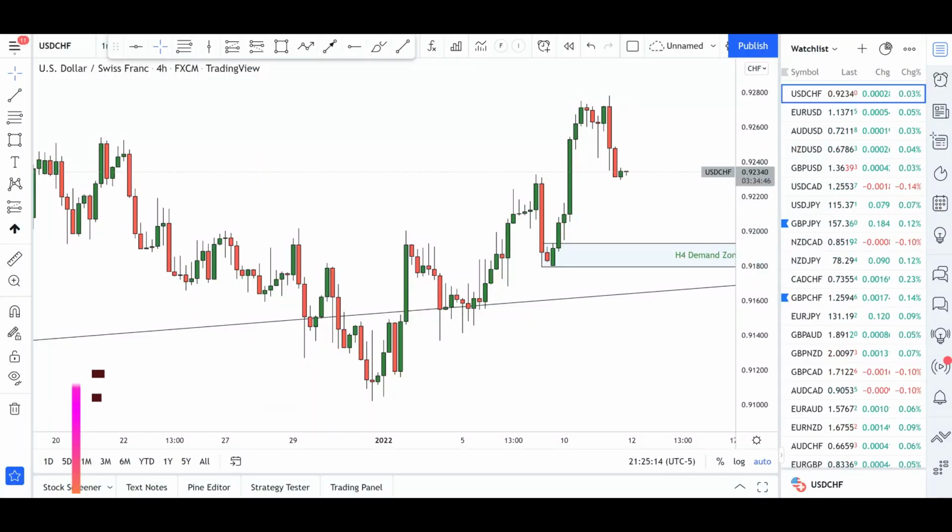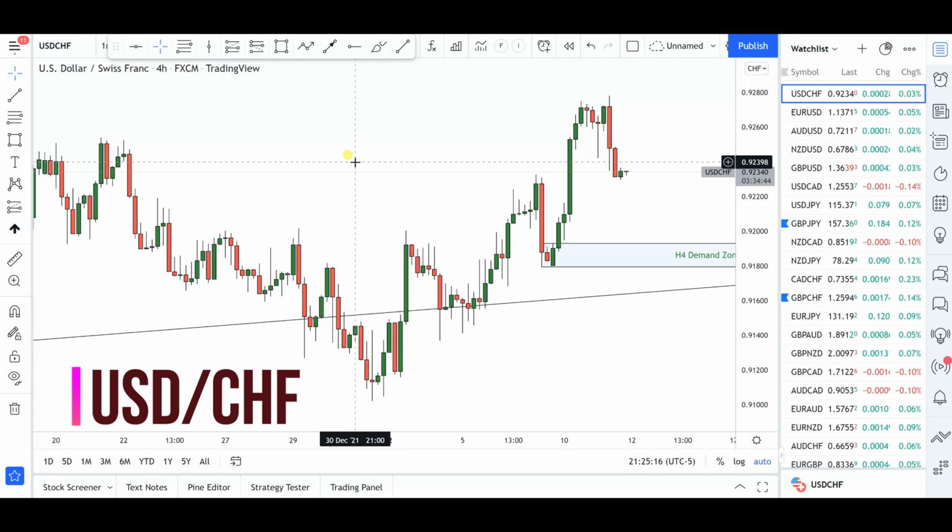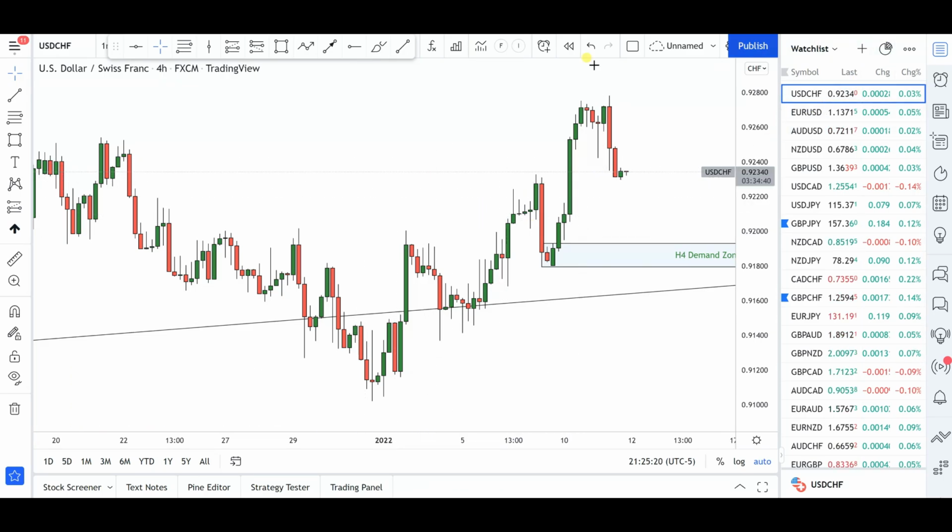Now back to the charts for US dollar Swiss francs. As you can see here, this worked pretty much in a textbook manner. If you guys remember from the weekend Forex forecast that I did, I told you guys I was keeping an eye on this particular demand zone.